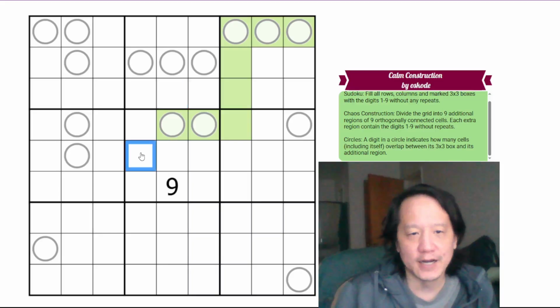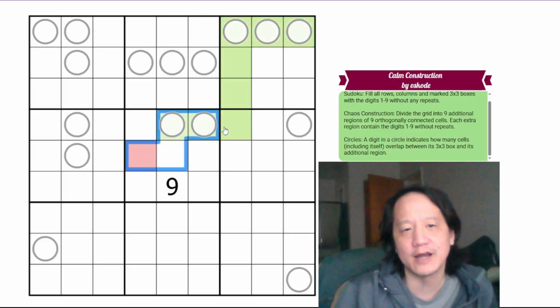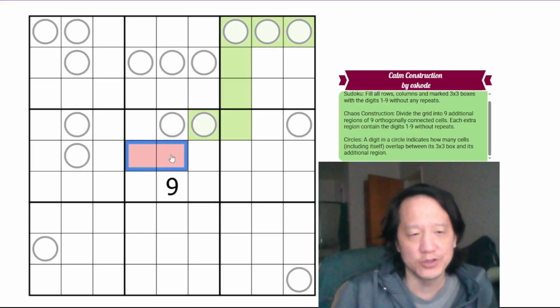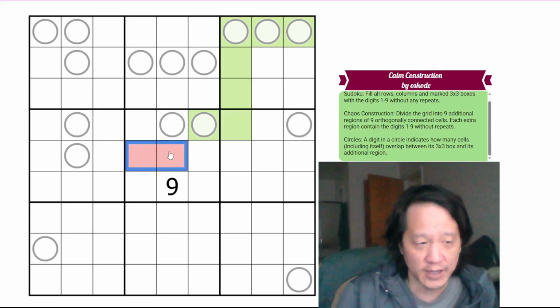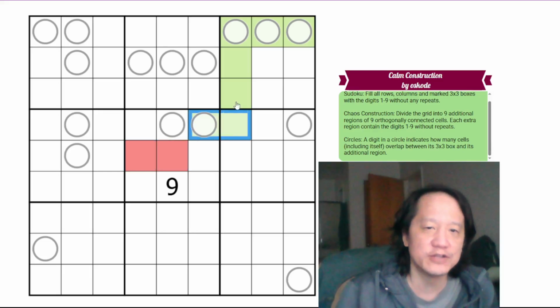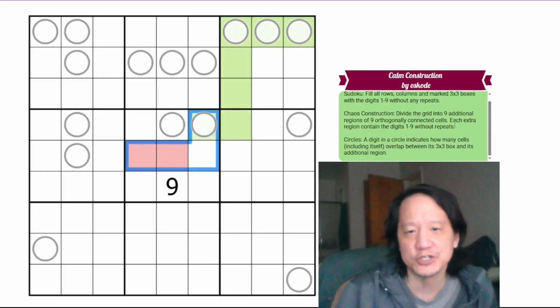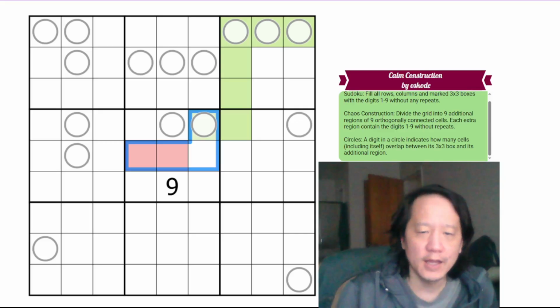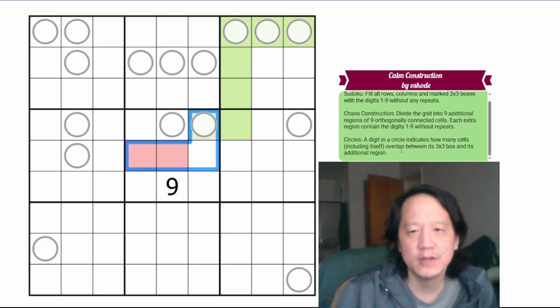This is not, because to get from this cell to any other cell in the region, you'd have to go through a corner or get outside the region, which is not allowed. And same with this. These two cells can get to each other through an edge, but to get to any other cell in the region, they would have to go through a corner or go outside the region. And that's an example of how chaos construction works.